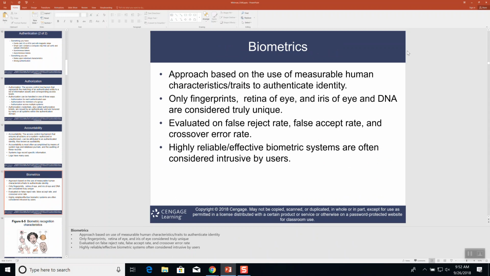It talks about evaluating false reject rate, false accept rate, crossover error rate. Highly reliable, effective biometric systems are often considered intrusive by users. Give some blood. Do you think there is one where you might have to give blood? Maybe one day. Military, maybe, yeah. I would hope, if I'm going into the part that controls the nuclear weapons of the country, that I have to give a sample of my blood, and I have to do the eye thing. I have to remember a 50 character password.